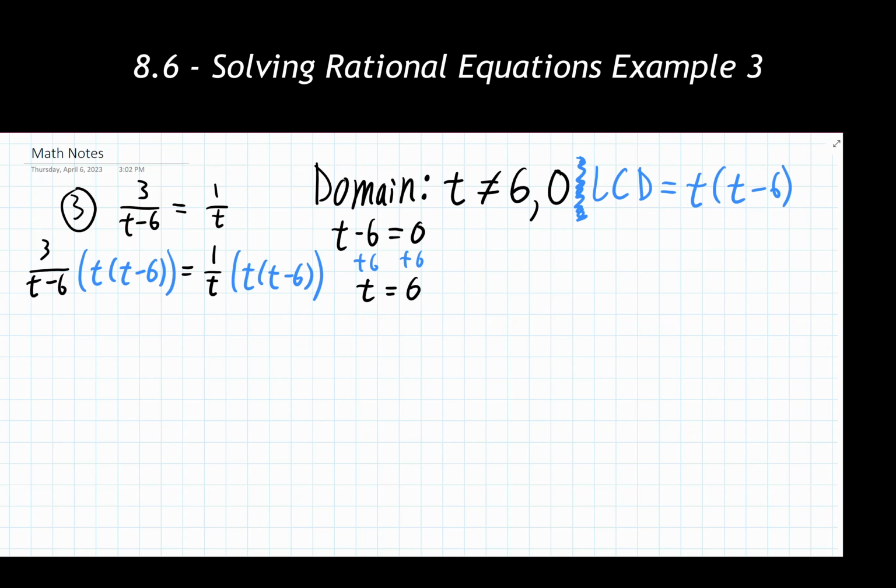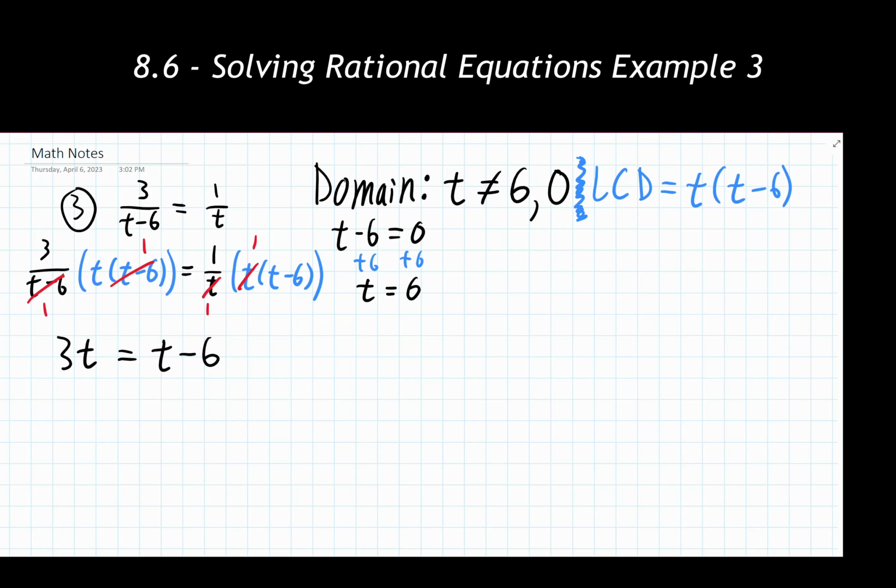We want to eliminate fractions. For the first set of stuff, I'm noticing there's a t minus 6 that can cancel. Those each become 1s. On the other side, I have a t and a t that can cancel. Each of those become 1s. And then I figure out what the resulting equation is going to be. On the left side, I'm going to have 3t once everything multiplies together. And on the other side, I'm going to have t minus 6.